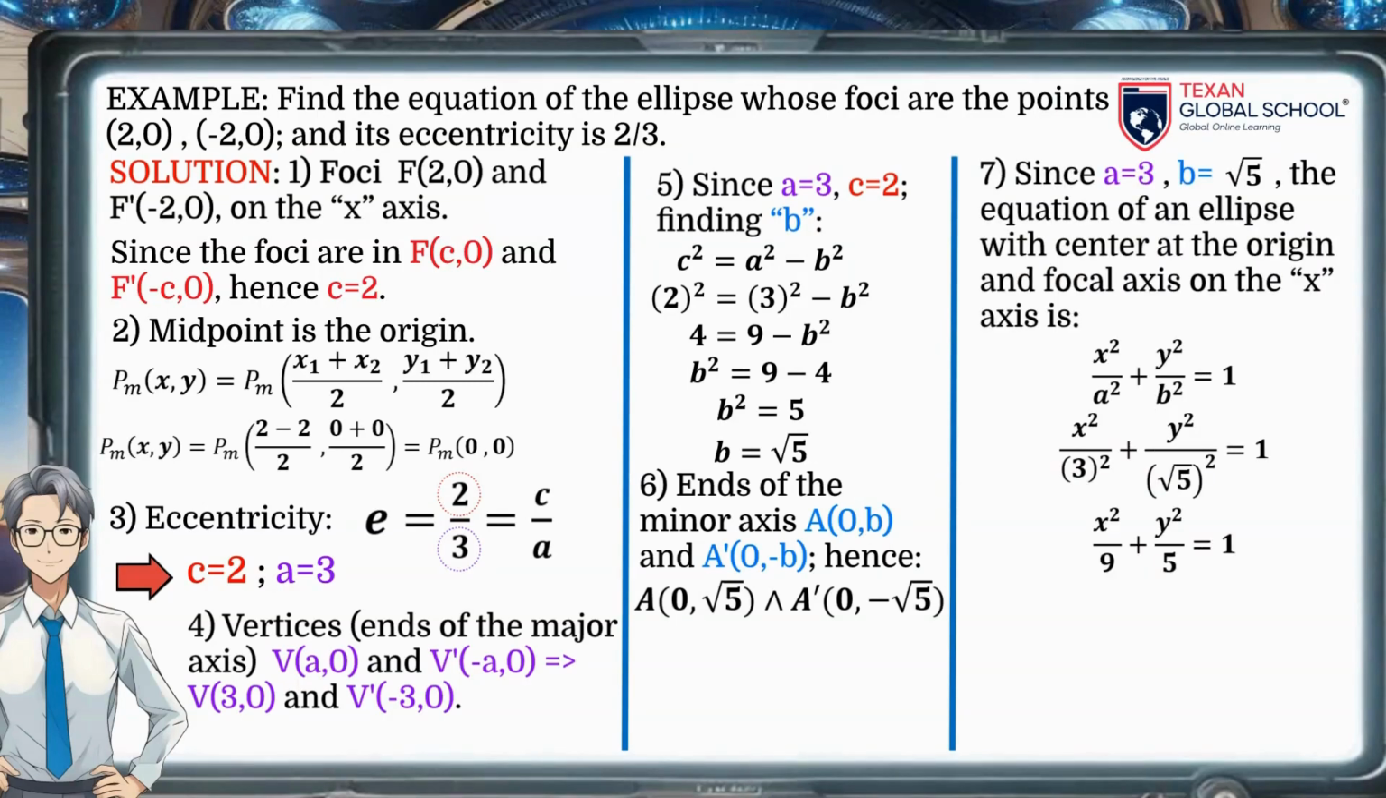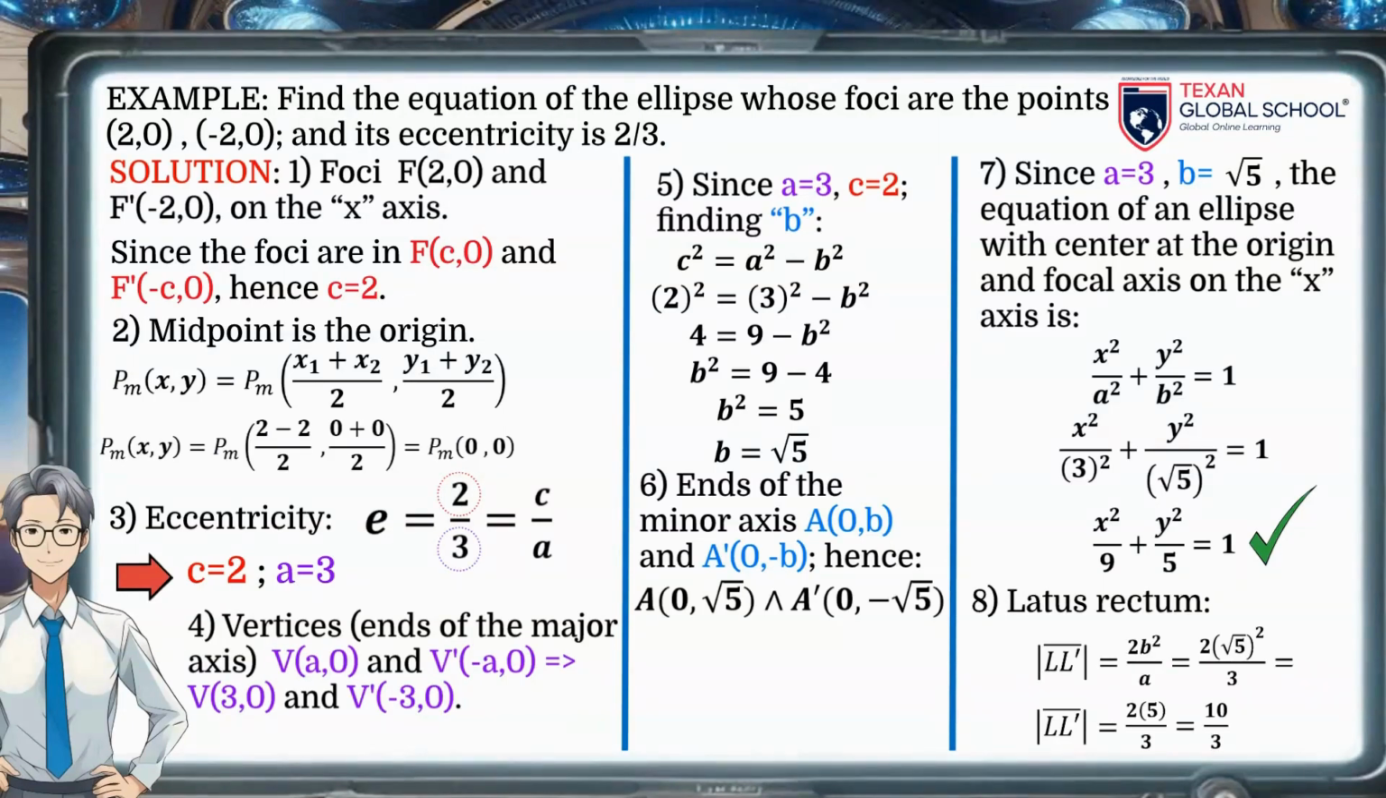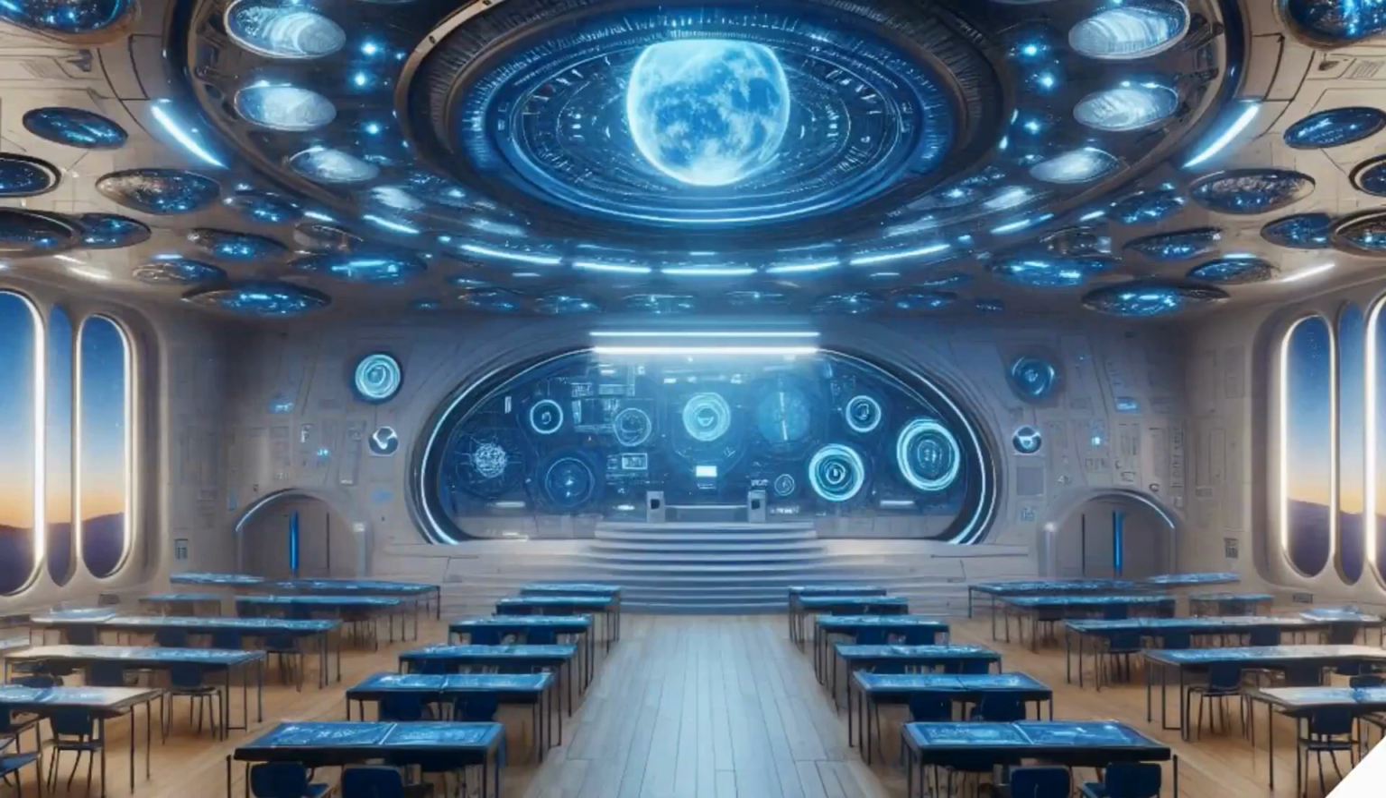And since a is equal to 3 and b is equal to the square root of 5, the equation of an ellipse with center at the origin and focal axis on the x-axis is x squared over 9 plus y squared over 5 equals 1. And then, we can calculate the length of the latus rectum by substituting the variables. In this case, it is 10/3. See, all the elements are obtained.